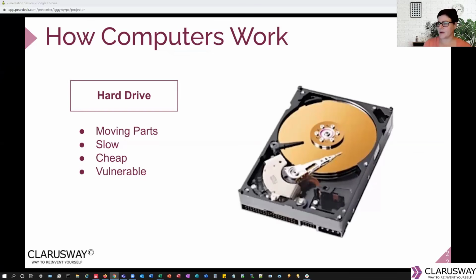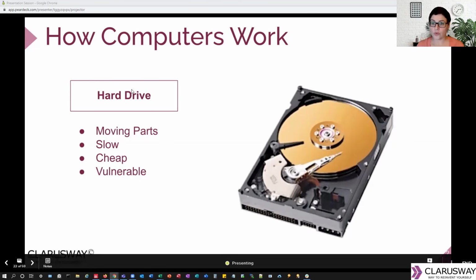This is another type of memory, per se. It's a hard drive. And this is where we start getting into the nuances of when you're shopping for a computer. This is the old version of your storage drive. This is the hard drive, the HDD.